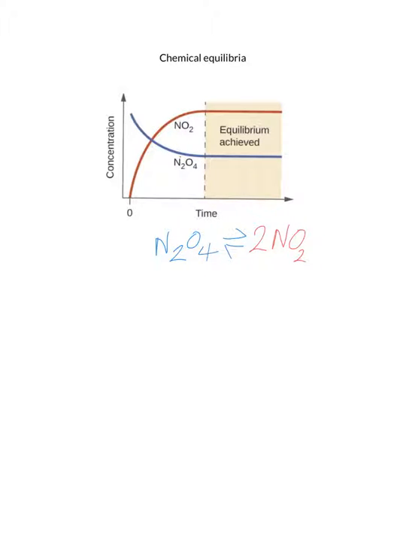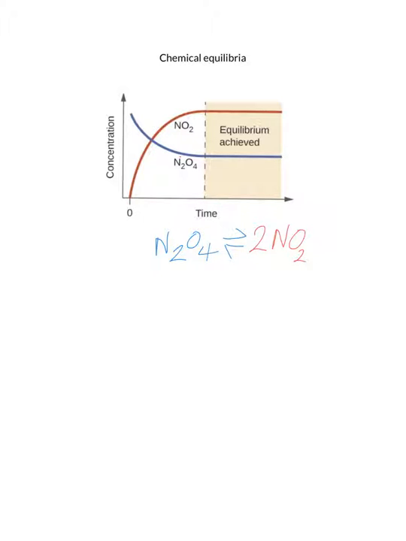However, there comes a time when the concentration of the product and the concentration of the reactant is not changing at all. So we have an equal rate at which the product and the reactant are forming. At this point, the system is said to be at equilibrium.